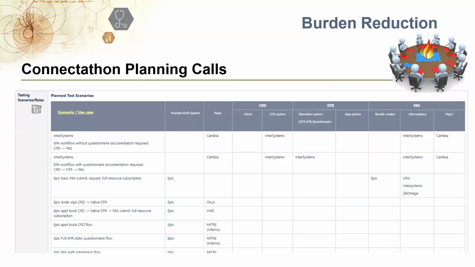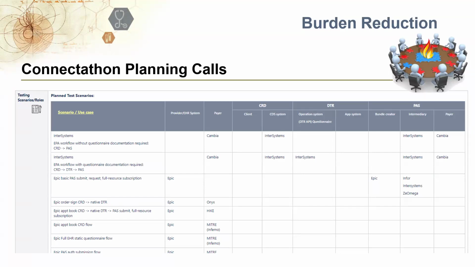This is a little example of what our Connectathon track page looks like. At the bottom, we have testing scenarios and roles, and you'll see how we've identified the scenarios. This is from a few Connectathons ago. This wasn't the most recent one. But it shows you how we start identifying, okay, these are the teams that are going to be testing. Like on the top row, you see InterSystems and Cambia providing certain functionalities they're testing. On down, you'll see Onyx and Epic and MITRE and all the different players.